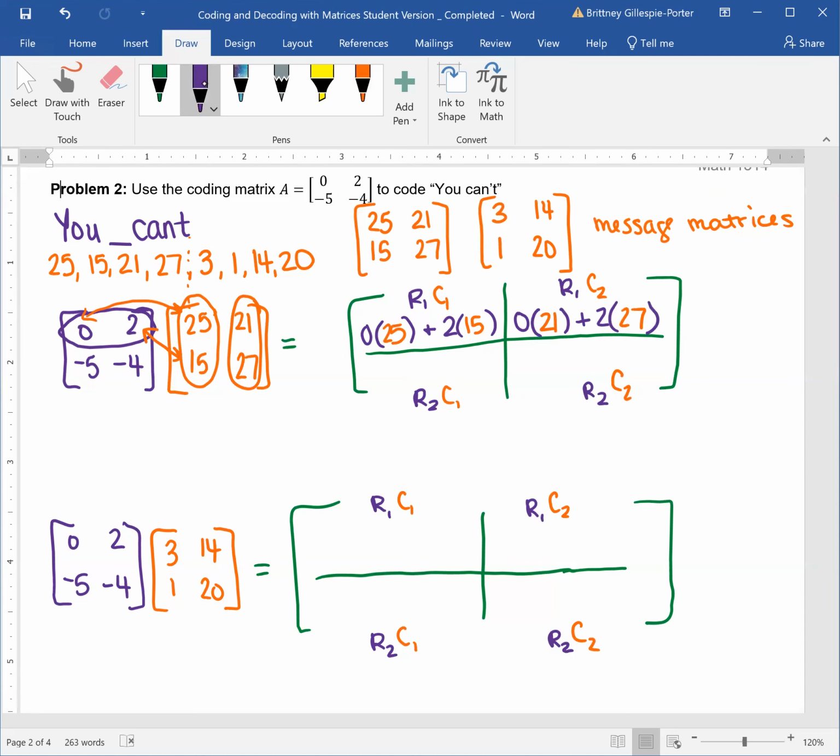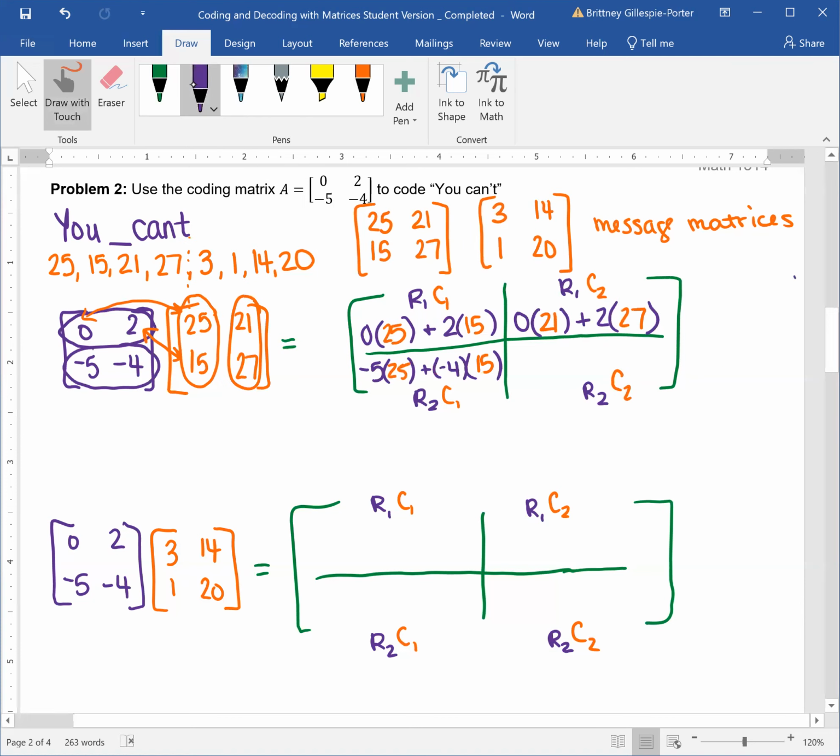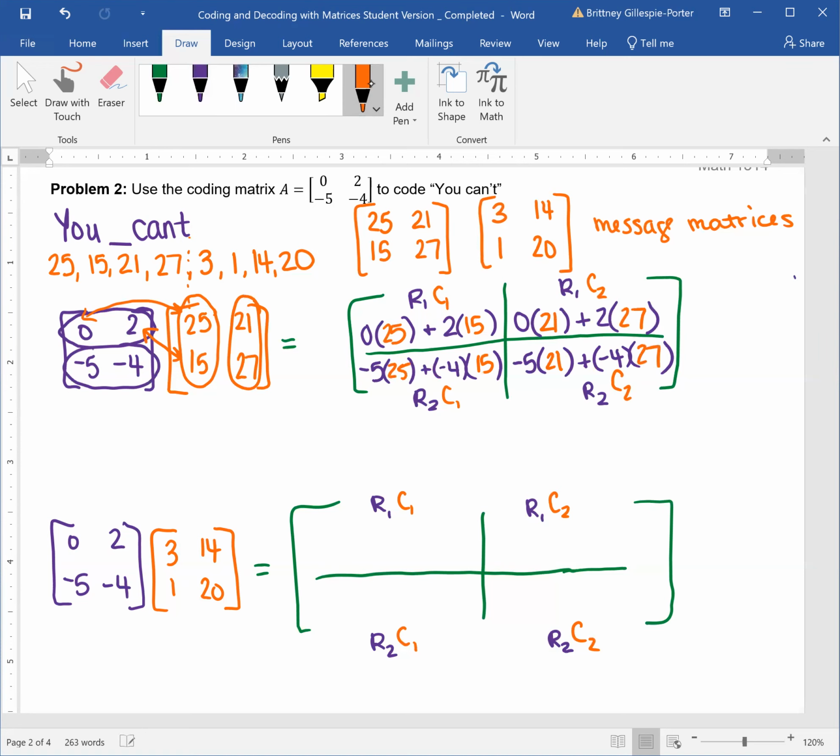We're done with row 1. We've taken row 1 through the entire second matrix, the orange matrix. So let's do the bottom row now. We're going to have -5 times 25 plus -4 times 15. And now that bottom row times column 2, -5 times 21 plus -4 times 27.